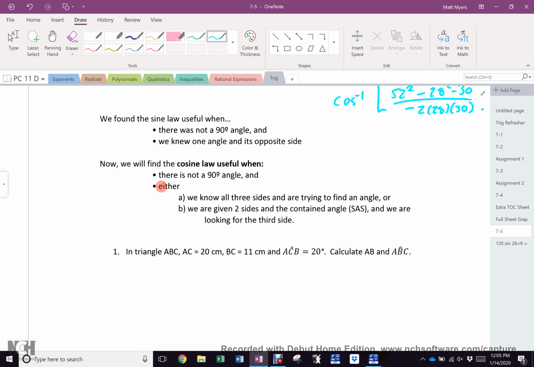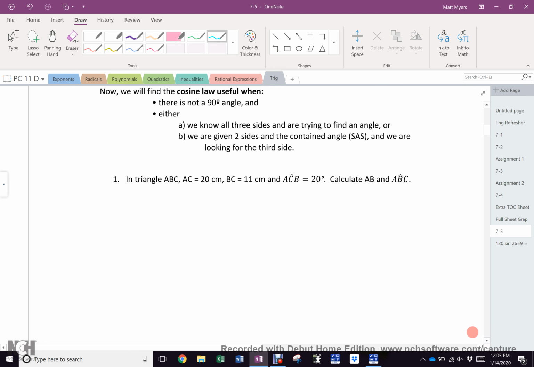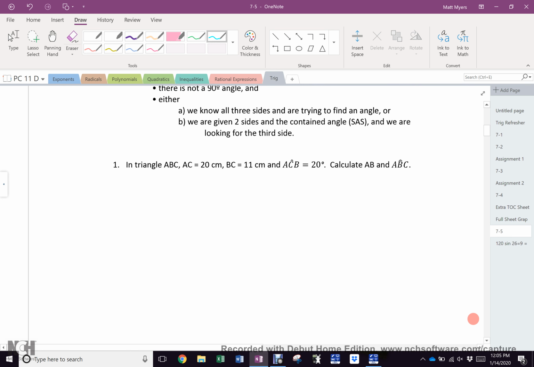So there it all is for you. Let's do this very first one together. Triangle ABC. AC is 20, BC is 11. Well, C is common to both of them, yeah? So let's go up to A. How long is that side? 20. Let's go up to B. How long is that side? 11. And angle ACB is 20 degrees.